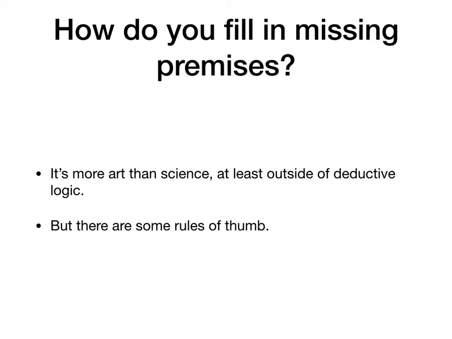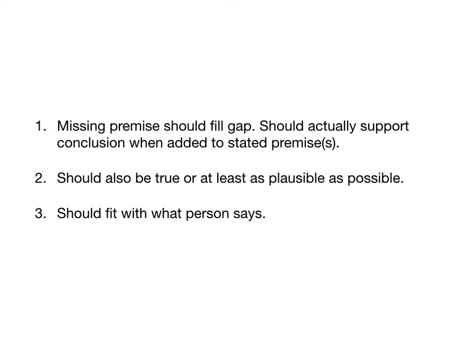So what do we do? Well, that's not to say there's no rules. That's not to say you just have to know it when you see it, summon it out of thin air, right? There are a few rules of thumb. So the first rule, and the most important, the missing premise should fill the gap. It should actually support the conclusion when added to a stated premise in the argument or stated premises, right?